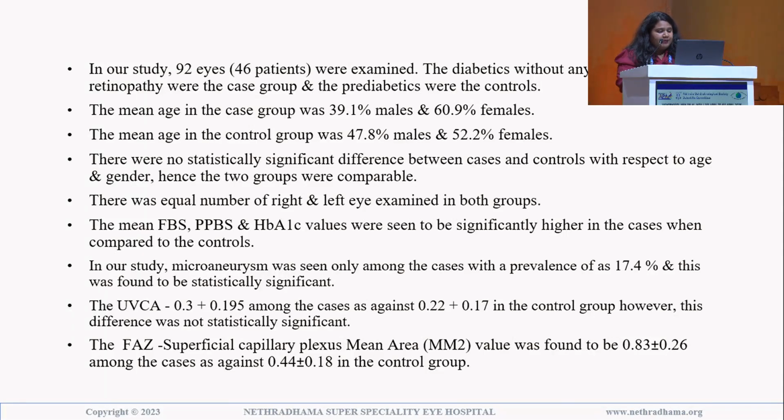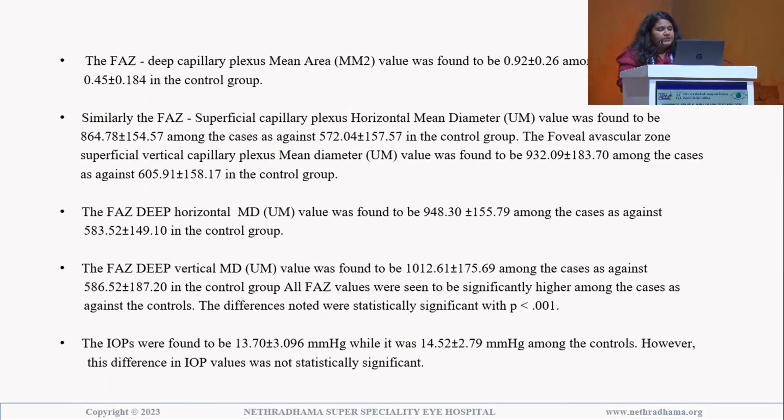The FAZ at the level of the superficial capillary plexus was found to be 0.83 in the cases against 0.4, which was statistically significant, and the deep capillary plexus mean area was found to be 2.92 among the cases as against 0.45 in the control group. The FAZ superficial plexus mean horizontal diameter was 864 in the cases against 572 in the control group, and the vertical superficial mean diameter was 932 against 605 in the control group. The deep horizontal diameter was also found to be much higher. IOPs were not statistically significant.